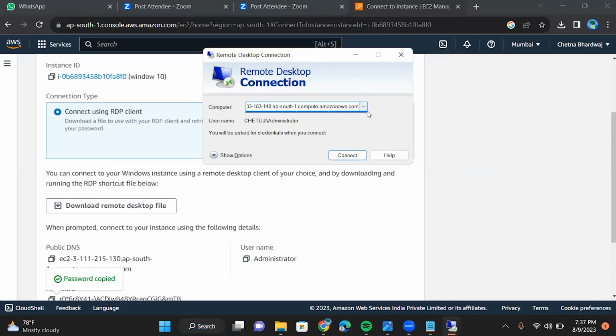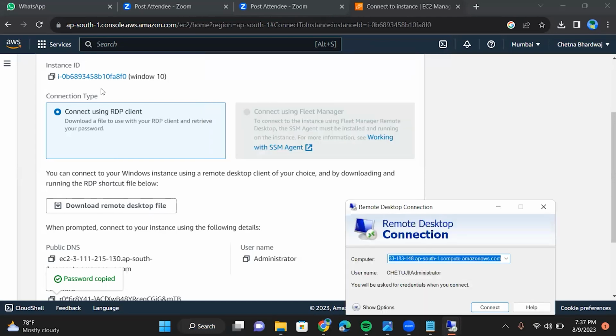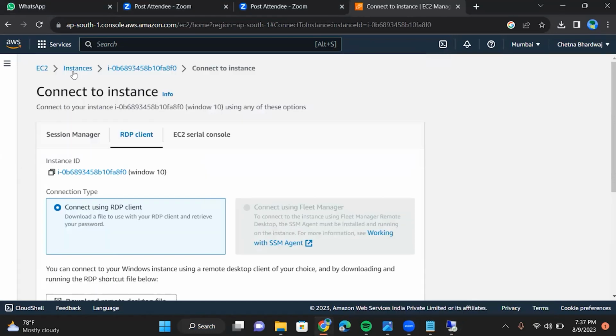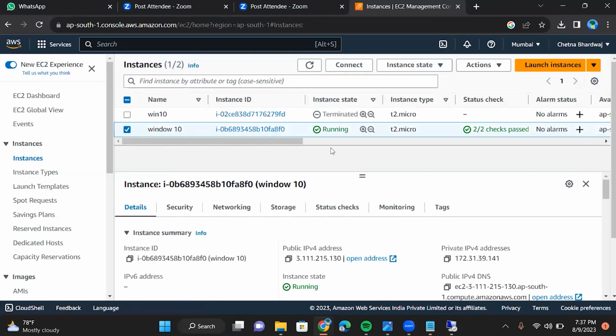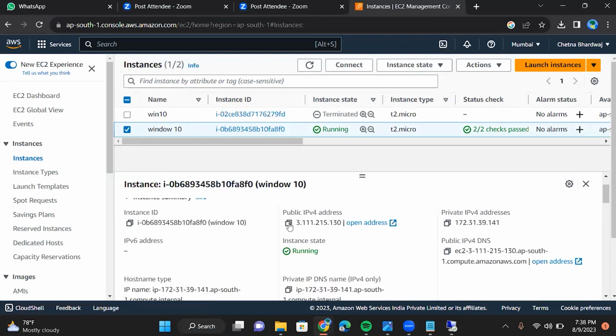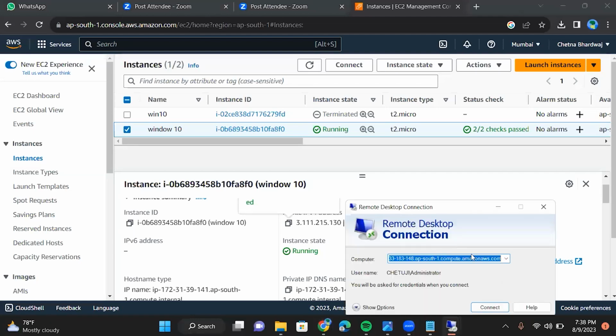Okay, so let me slide it down. Coming back to the instances, we have this one particular instance up and running. Which one? Windows 10. Okay, then we have its public IPv4 address. We will copy this public IPv4 address, and then we will try to connect with this.